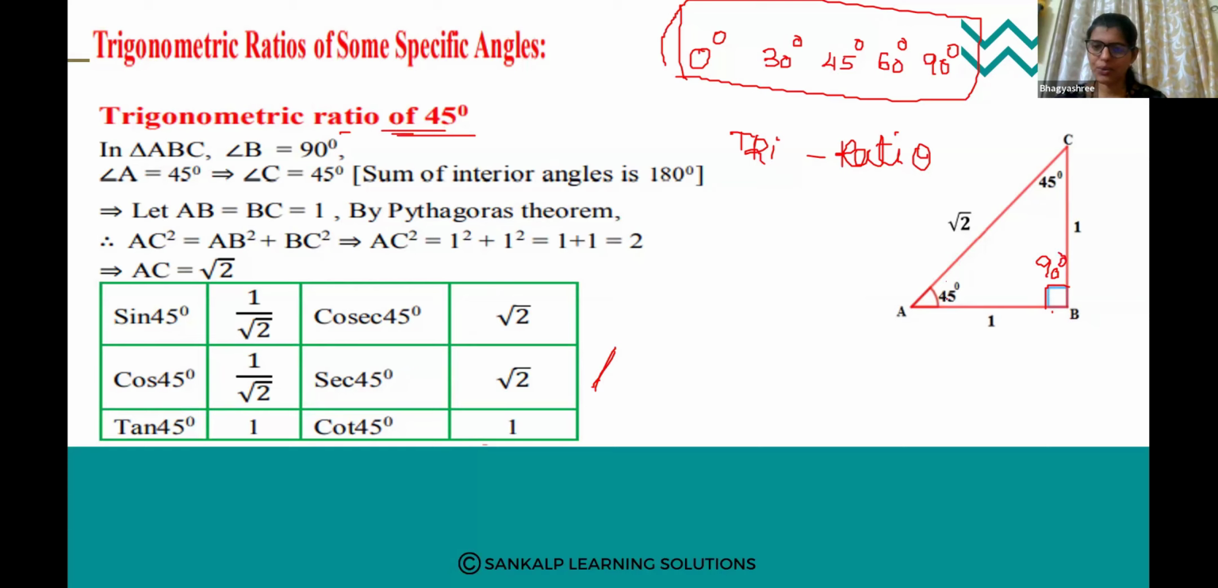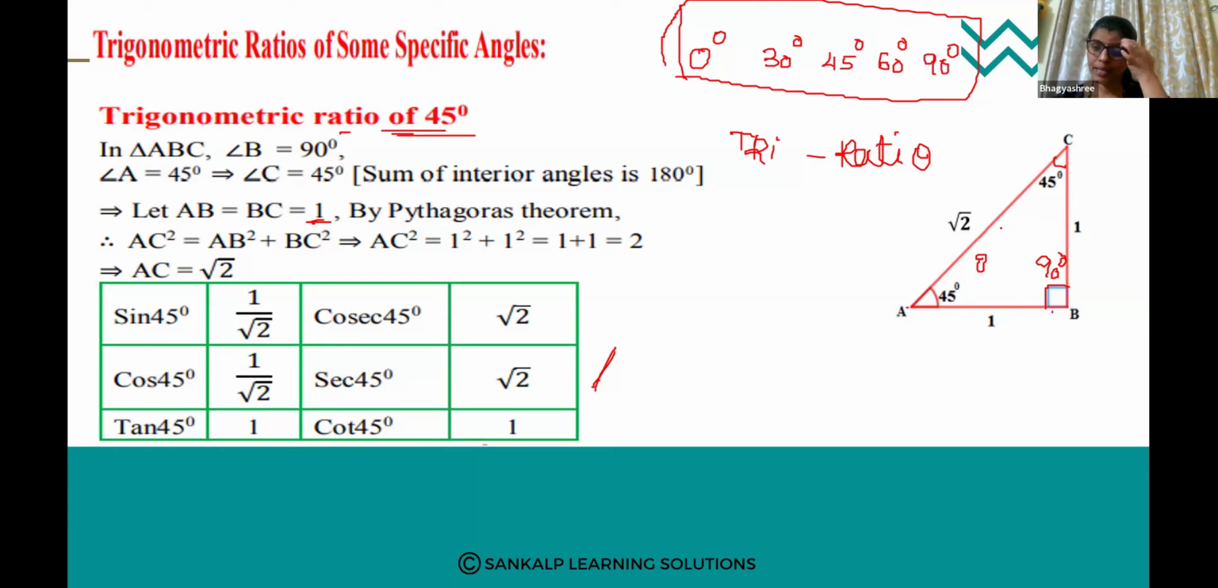So let us take one angle as 45, and the next angle also as 45. Here we'll consider one angle, our theta, at point A, and the theta value is 45 degree. Okay. Now let us take AB is equal to BC is equal to 1. So let us consider AB and BC values equal to 1.